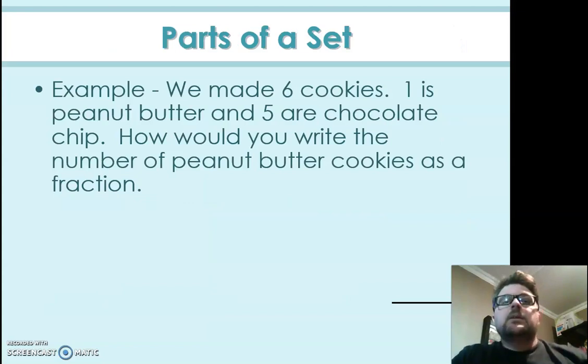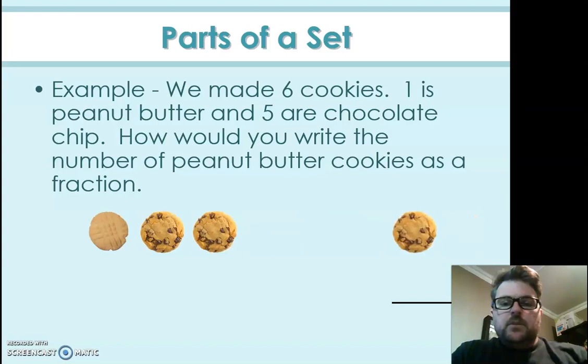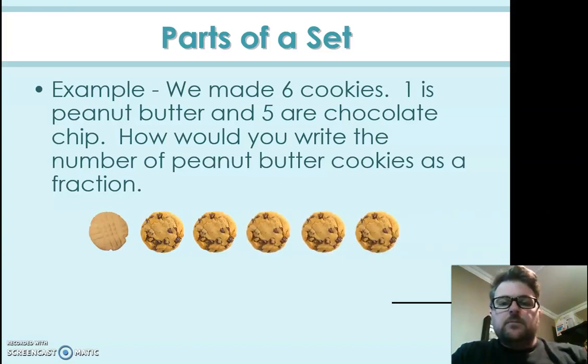Parts of a set. Now here's a nice example. We made 6 cookies. 1 was peanut butter and 5 were chocolate. So boys and girls, how many cookies were there all together? Yes, there were 6 cookies altogether. So there they are. There's our 6 cookies. 5 of them are chocolate chip. We can see that the chocolate chip ones have got little pieces of chocolate in. And 1 of them was peanut butter. I want to know, what would the fraction look like for the number of peanut butter cookies?